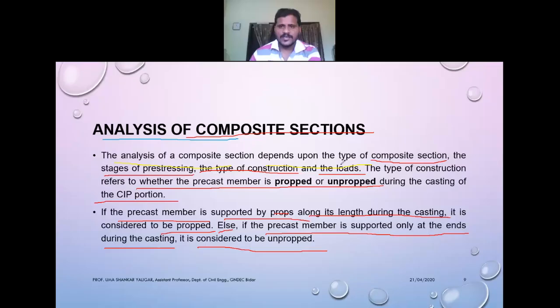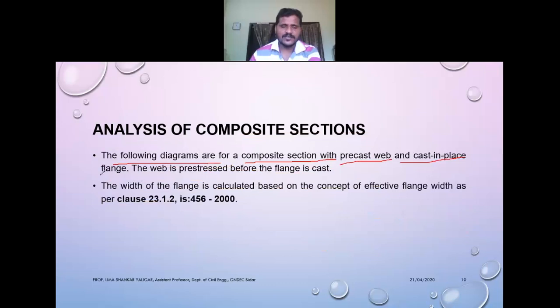The following diagrams are for a composite section with precast web and cast in place flange. Means here you have taken a composite section where the web is precast, but the flange is cast in place. The web is pre-stressed before the flange is cast. Normally the width of the flange is calculated because we want to cast a flange, so we need to calculate the width of the flange. It is calculated based on the concept of effective flange width, as per clause number 23.1.2 in IS 456:2000. By using this, you can calculate the width of the flange.